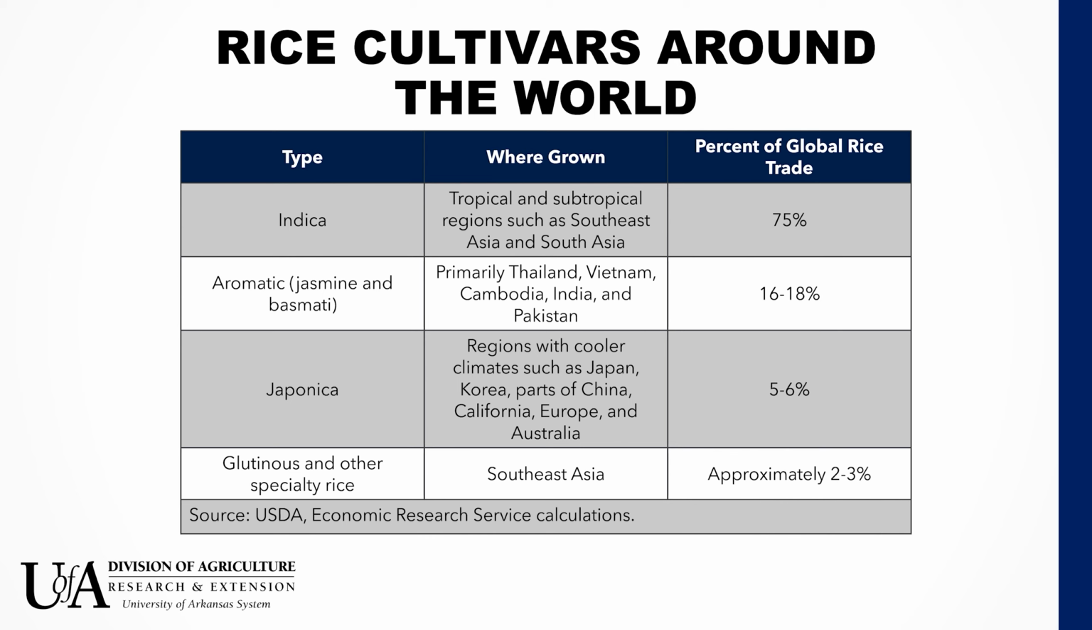Then lastly, the fourth group are the glutinous type of rice and other specialty types of rice. These are grown in Southeast Asia, and they comprise approximately 2 to 3% of the global rice trade.